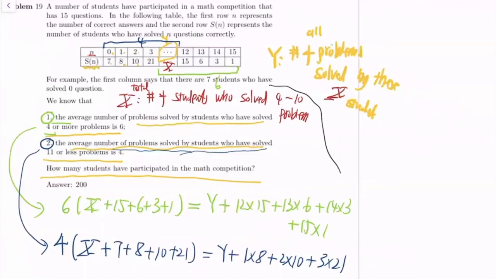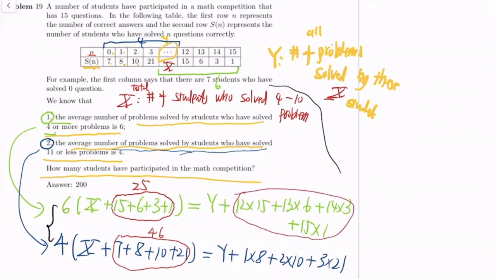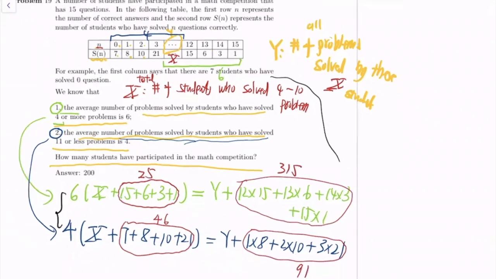Okay, so then all we need to do is simplify these two equations. Here what we have will be just 25. And here what we have will be 46. Now let's combine those things together. We'll get 315, and those numbers, if you combine together, we get 91. Then let's take the difference of the two equations, just subtract, and you see y will cancel with y. So what you get will be 2x minus 34 equals 315 minus 91, so it's 224.